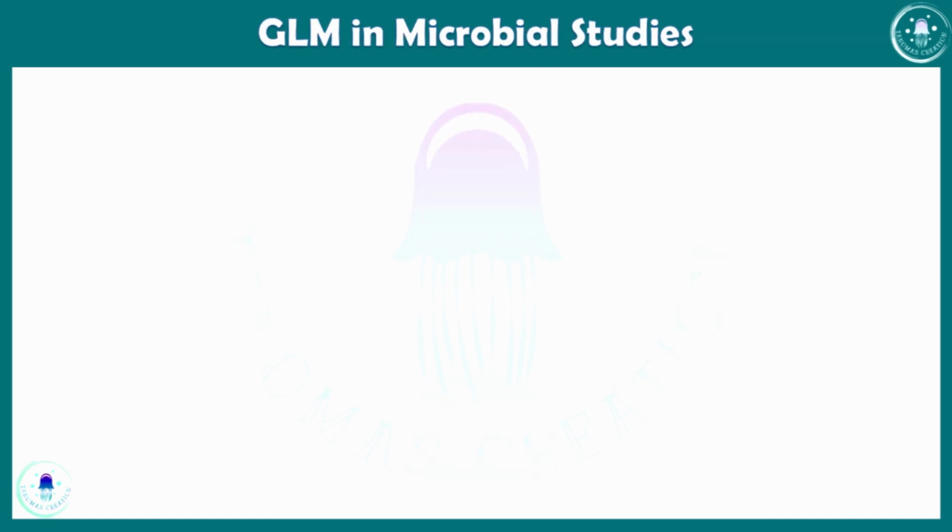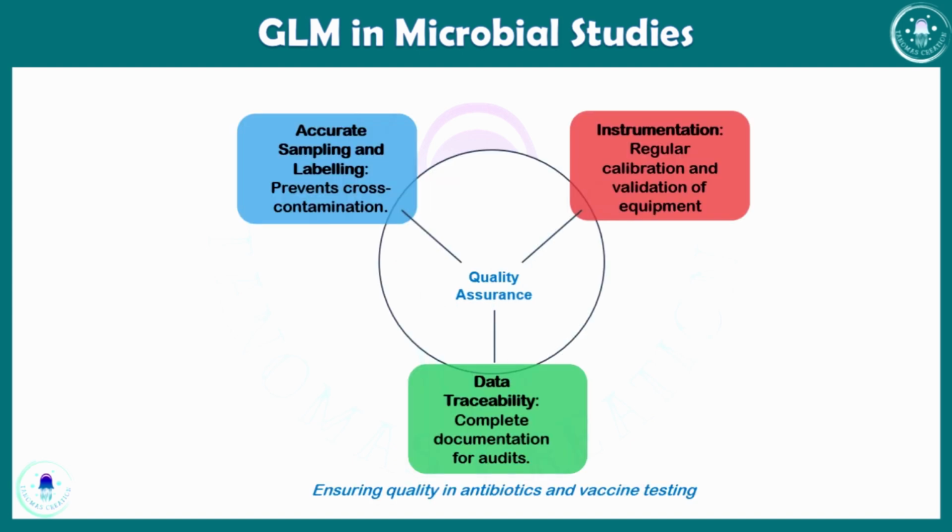Now GLP in microbial studies. In the context of microbial research, such as testing the effectiveness of antibiotics or vaccines, GLP ensures the following: accurate sampling and labeling, instrumentation and data traceability. Now in accurate sampling and labeling, microbial cultures must be correctly labeled and stored to prevent cross-contamination, which ensures the reliability of the results. Okay.